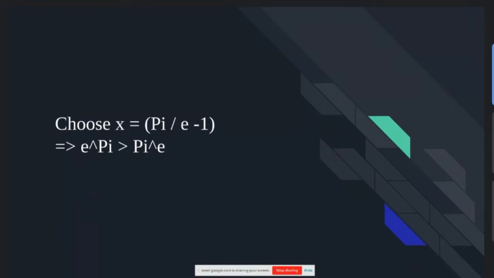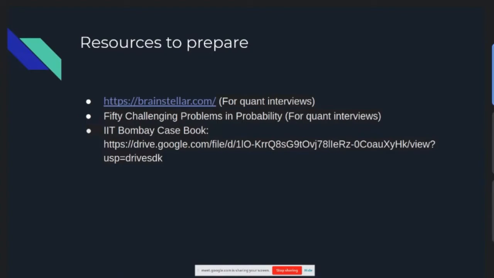Yeah, so I was telling you that if you need to crack the quant interviews, then you should obviously do 50 Challenging Problems in Probability and Brainstellers. In Brainstellers, you can see that there are four sections: strategy, discrete maths, probability, and the tricks one. Discrete maths is basically permutation and combination. Mostly it is that only.